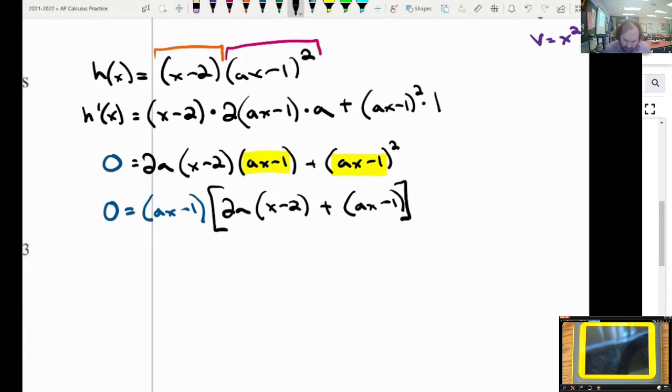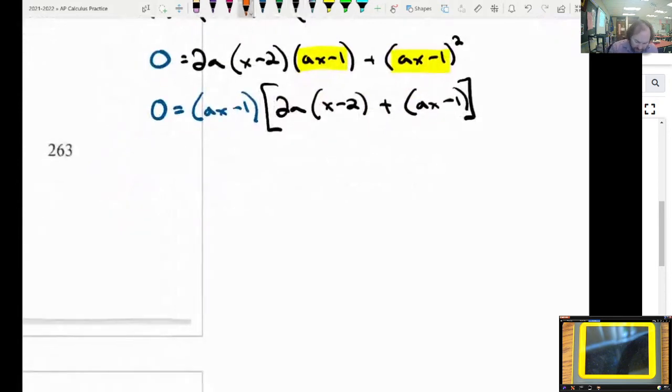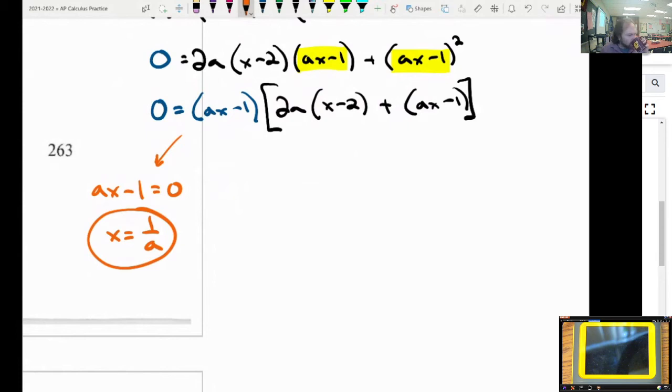Now it's a multiplication problem that equals 0, which is always handy because we can think about when each part equals 0. Because if ax minus 1 equals 0, then the whole thing is 0, and that's going to happen when x is equal to 1 over a, and that is one of the zeros that I see there. The other one would be this whole chunk. What would happen if that equals 0? We'd have 2a times x minus 2 plus ax minus 1 equals 0.